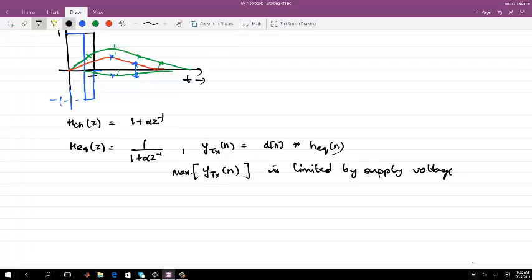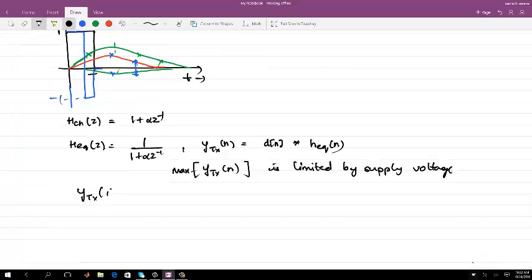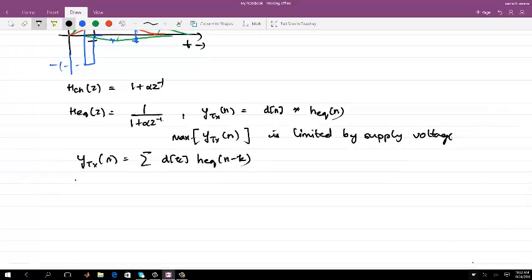Okay. So what will be the maximum ytx of n? ytx of n is equal to the summation of d of k convolved with h equalizer of n minus k. Now I want to find the maximum. Before finding it, note that I am using an ideal equalizer which I cannot realize. So we are doing the best possible.